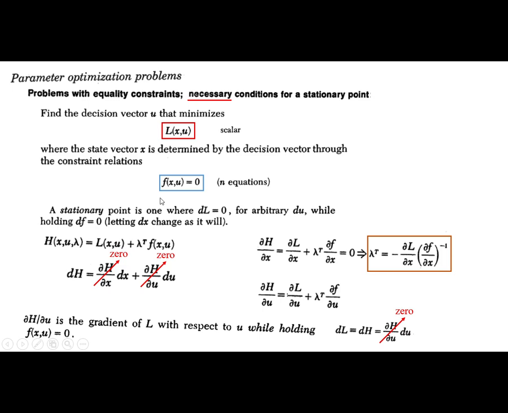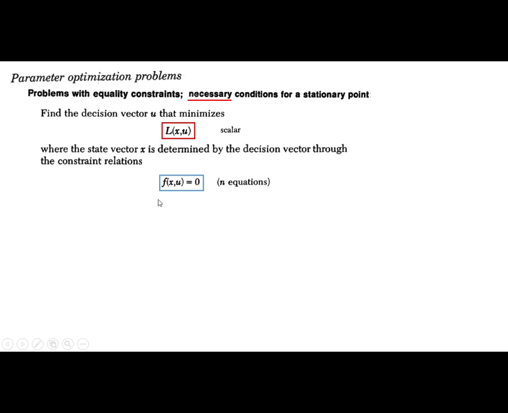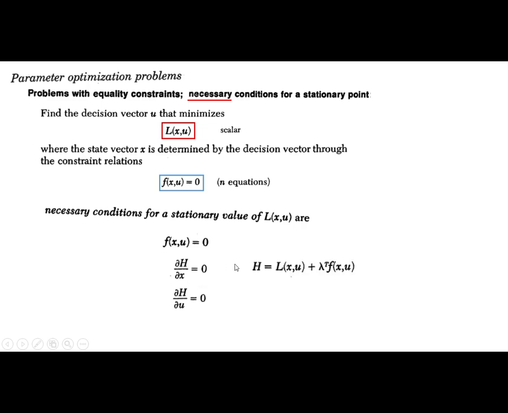To sum up what we have derived so far, in determining a stationary point for optimization problems with equality constraints, we need to solve for the parameters u and x, from the following equations. The constraint functions, the derivatives of the function h with respect to the state variable vector x, as well as to the decision vector u. Remember that the h function is given as the summation of the index function L, and the constraint functions f, which is pre-multiplied by the multiplier lambda.